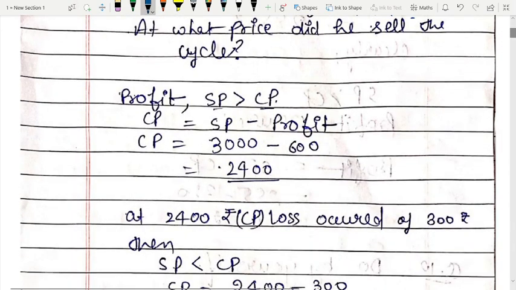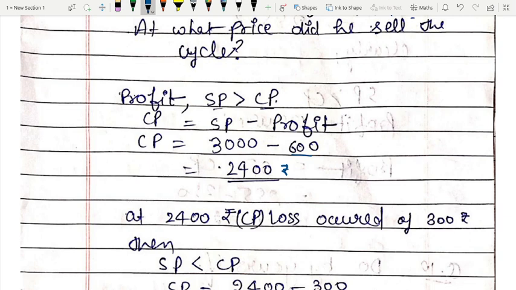So cost price will be SP minus profit. Cost price is equal to 3000, the selling price given, minus profit. We subtract the profit from the selling price, so we will get the cost price. This much amount is the cost price. At 2400 rupees cost price, what will be the loss occurred of 300 rupees?